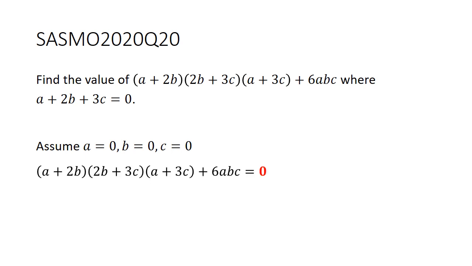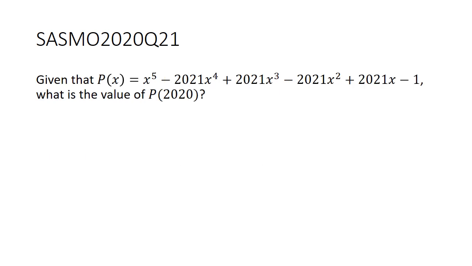Now that's quite a silly answer. What if we try and test with another set of numbers? We could also try a equals 1, b equals 1, c equals minus 1, because 1 plus 2 times 1 plus 3 times negative 1 also gives us 0. You can slowly try and sub these values inside the expression, and you'll see that everything will cancel out nicely and you'll also get 0.